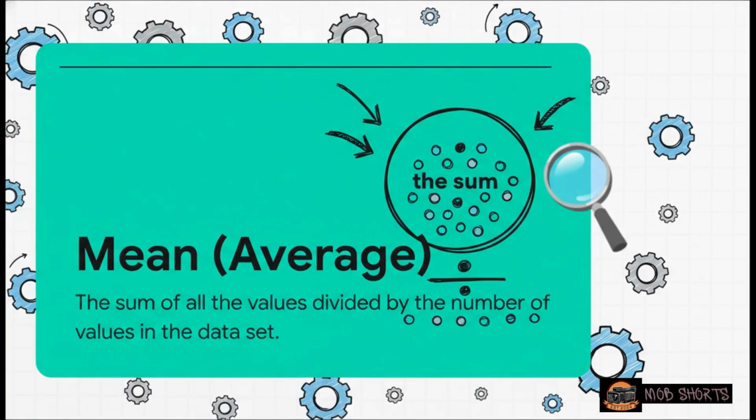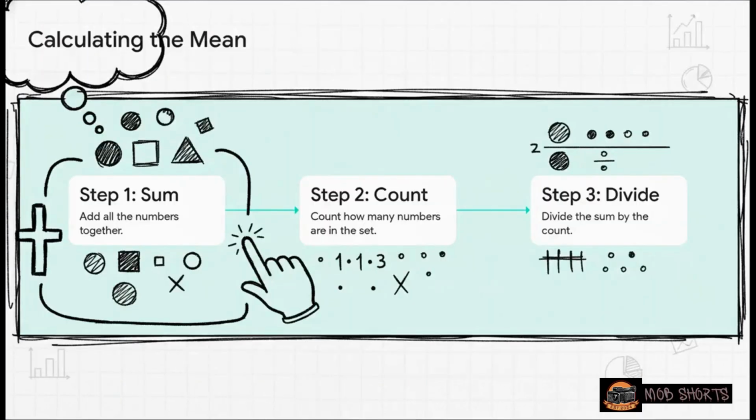All right, first up, we've got the mean. Now this is probably the one you already know. It's what most of us just call the average. And honestly, for good reason. It's kind of the workhorse of statistics. And figuring it out is super simple. It's a three-step process. First, you add up all the numbers. That's your sum. Then you count how many numbers you have. And finally, you just divide that sum by the count. Boom, that's your mean. It's like you're taking the total and just sharing it out equally.